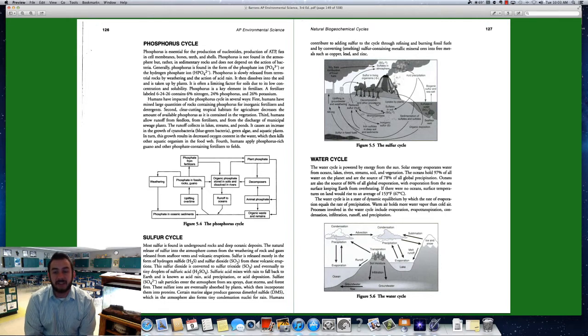The water cycle is in a state of dynamic equilibrium, which basically means it's good to have the portions that we do in different areas. Warm air holds more water vapor than cold air, and cold air usually forces that water to enter back to the earth.